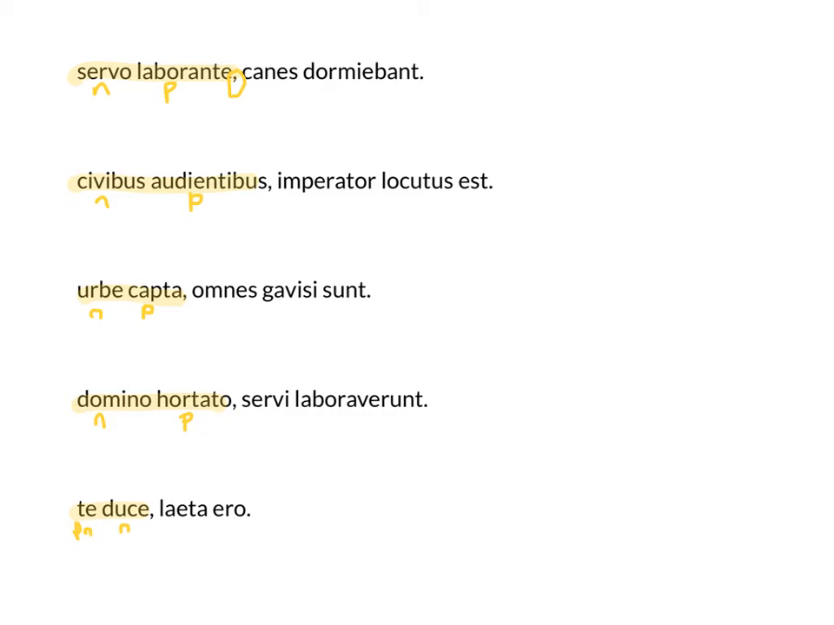But first of all, let's get some translations down so that we can see what we do with these ablative absolutes in English. Well, for the first one, I'm going to say, when the slave was working. Now, it could be while the slave was working. It could be as the slave was working. Probably best not to translate it as with the slave working. You can do that. It just doesn't sound very natural English. So a when clause is better. When the slave was working, the dogs were sleeping. That's how the sentence ends.